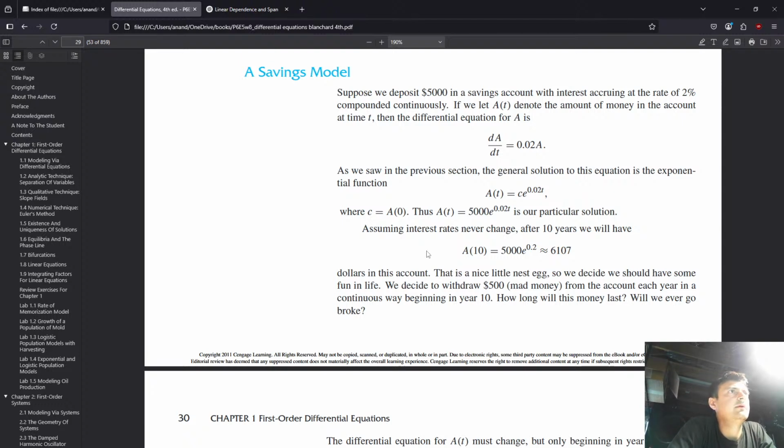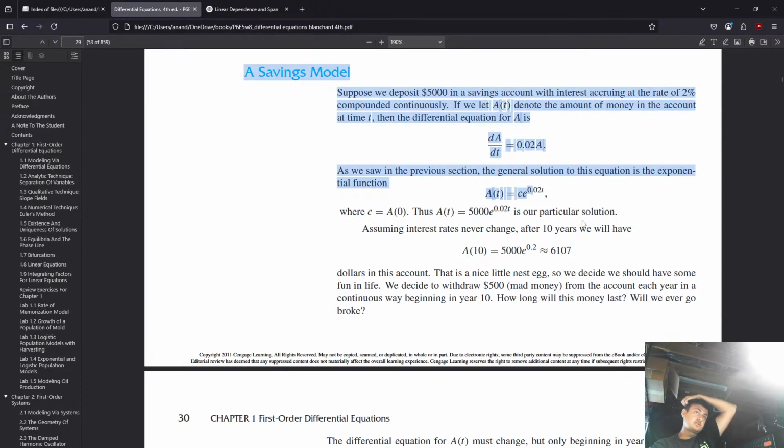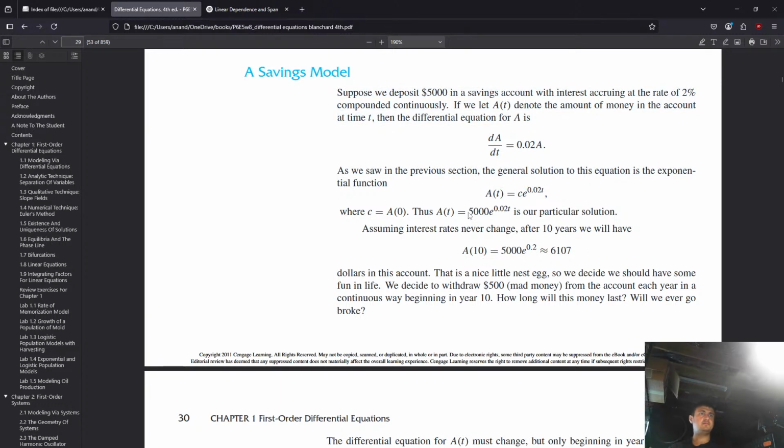Right. Okay, savings model. Compound continuous interest DE, let's say 2% continuous, is equal to y dot is equal to 0.002y. Alright. So we get the general solution with the exponential. Assuming interest rates never change, we get after 10 years.